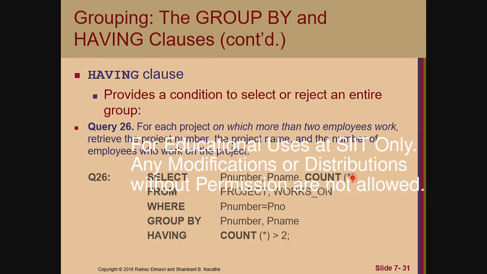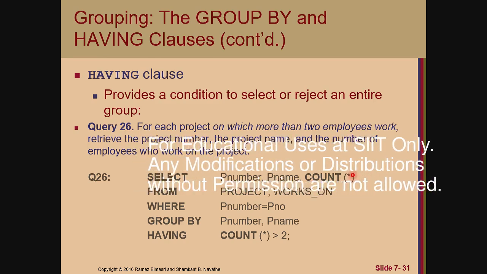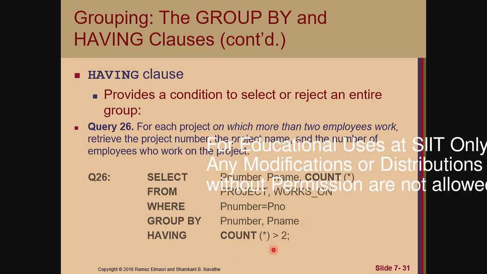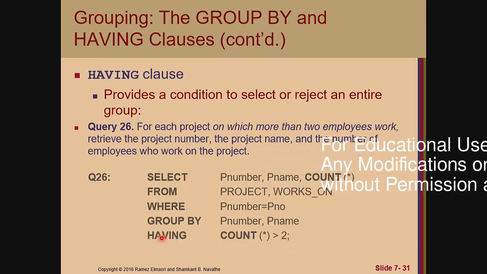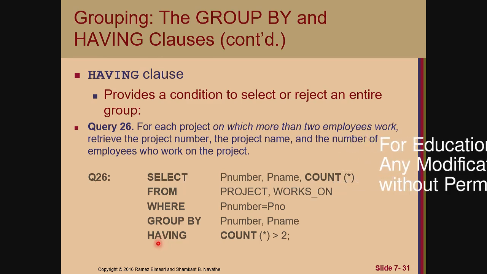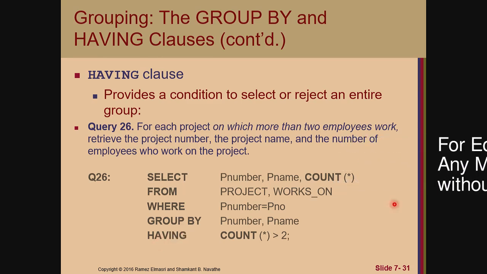So we have to count the number of the employees in the project, right? And the condition is the count result must be more than 2. Here is the condition using HAVING. So they check all the conditions and show the result grouped by P number and P name for each project, right? And show the project number, project name, and the count, which should be more than 2. That's all.